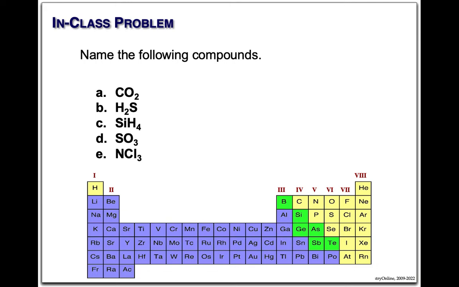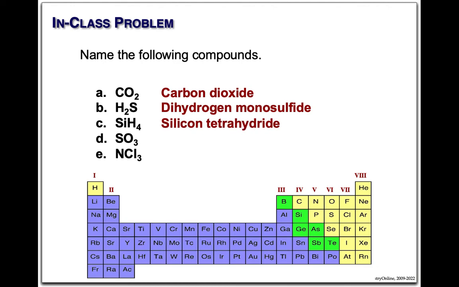One carbon, we don't use mono. 2 oxygens is a di. Carbon dioxide. 2 hydrogens, that's going to be a dihydrogen. 1 sulfur, monosulfide. 1 silicon, 4 hydrogens. 4 is a tetra. Silicon tetrahydride.